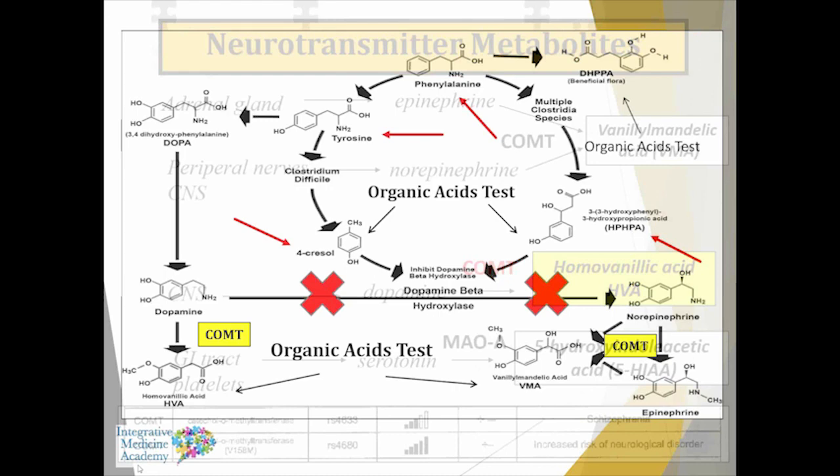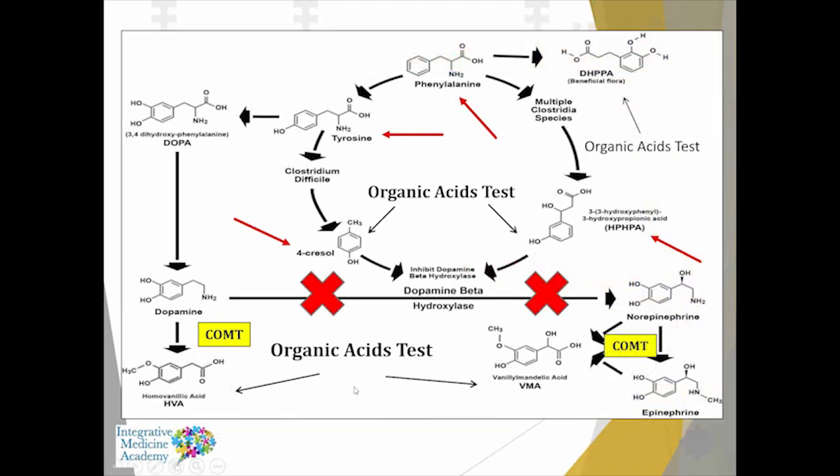We kind of talked about this earlier, but let's go over this again. I'm going to change my color on my pen here. Let's do a blue color. So here is our dopamine. It naturally will get converted to norepinephrine through the actions of dopamine beta hydroxylase. And then some of that gets converted or broken down into homovanillic acid by our COMT enzyme.